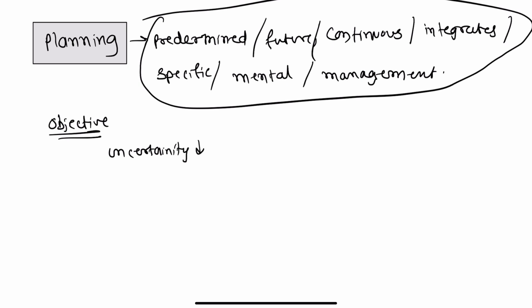Uncertainty is reduced. It brings coordination and cooperation in the organization. Then it helps to anticipate unpredictable contingencies, to reduce competition, and to increase organizational effectiveness.